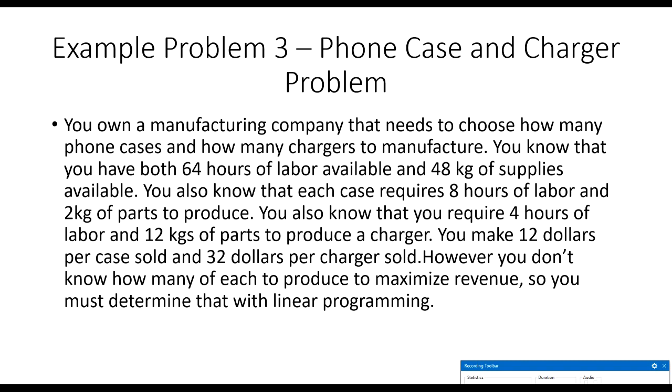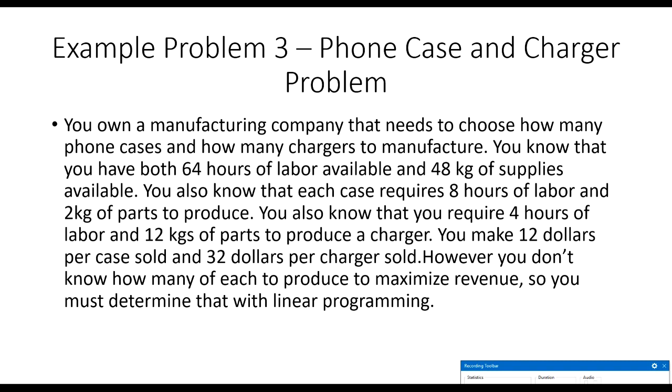You also know that each case requires 8 hours of labor and 2 kilograms of parts to produce. You also know that you require 4 hours of labor and 12 kilograms of parts to produce a charger. You make $12 per case sold and $32 per charger sold. However, you don't know how many to produce to maximize revenue, so you must determine that with linear programming.